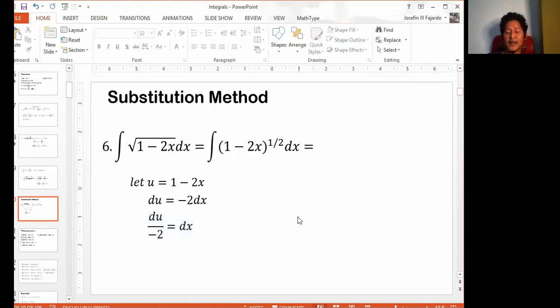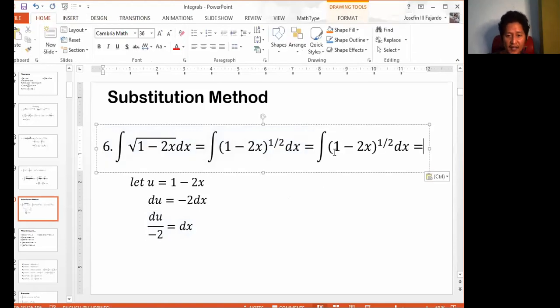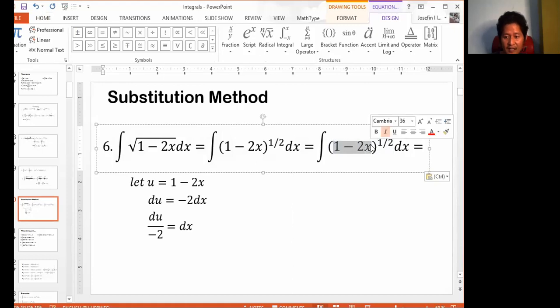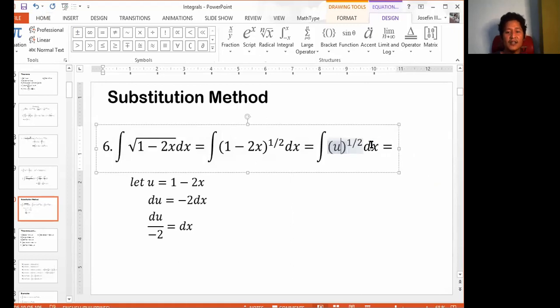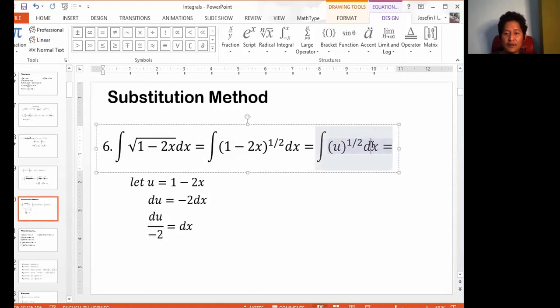Right? Now, going back to our integral here, notice ito, pwede ko na siyang palitan. Ito gagawin natin na u. Itong dx, andito sa baba, dx is du over negative 2. So papalitan ko to ng du over negative 2. Itong dx. Okay?